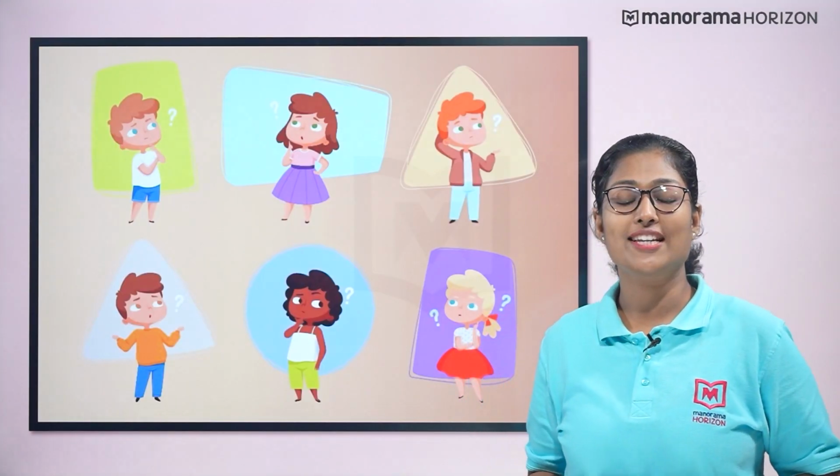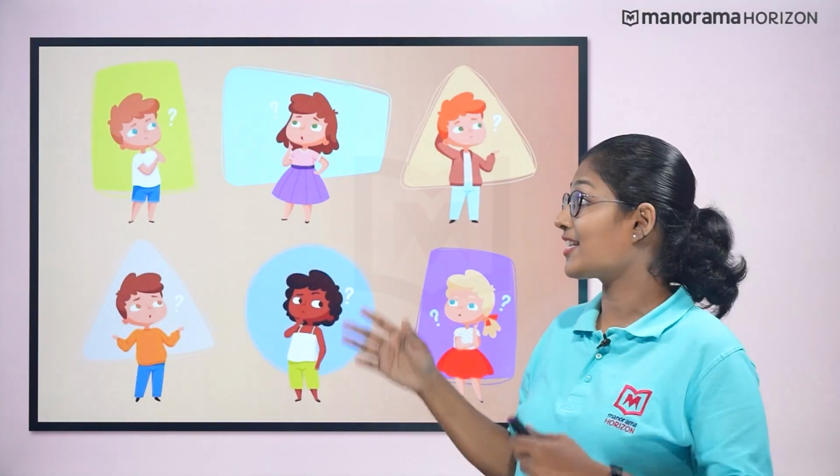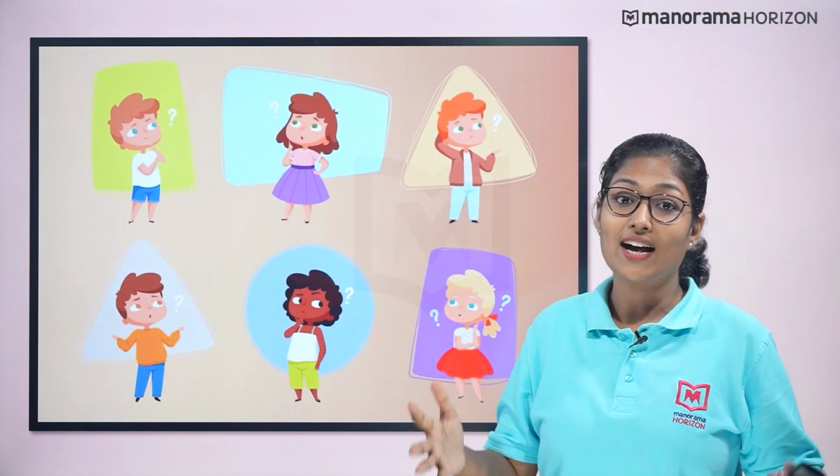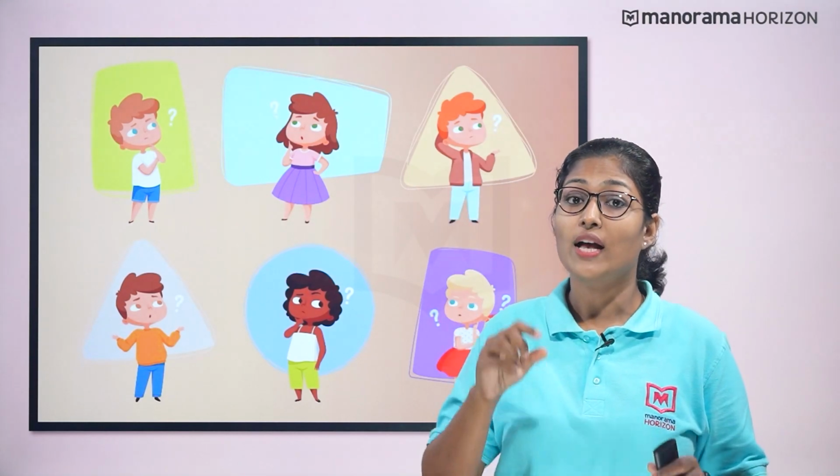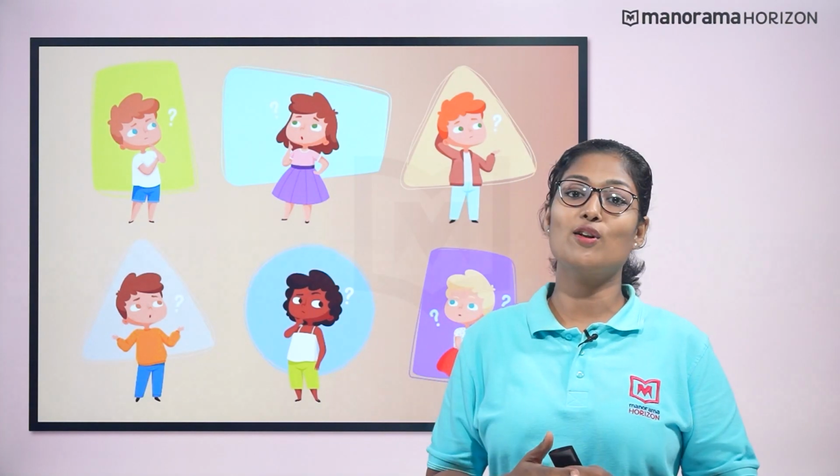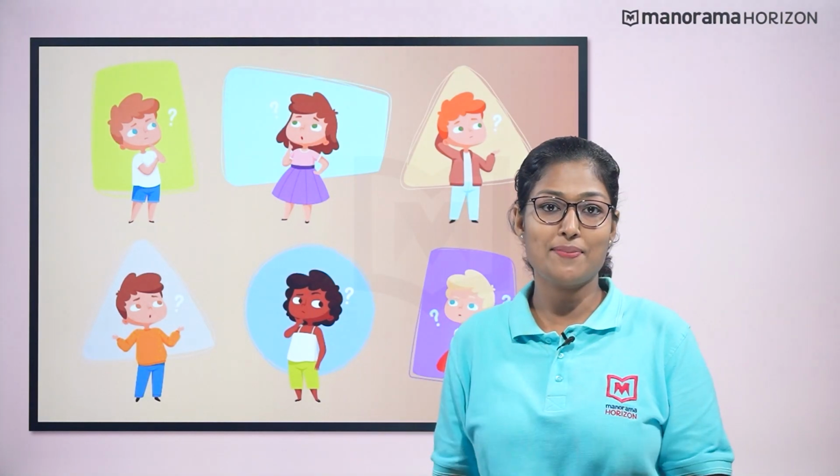In the same family, children have different hair colors, as you can see in this image, and eye colors from their parents, and also at the same time, similarities can also be seen between children and their parents.